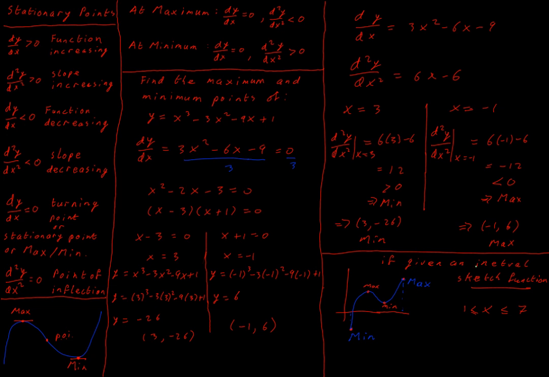If they give you an interval that you are doing your question over, then you need to sketch the function and make sure that the dy dx maximum and minimum are actually the biggest and smallest values that the function produces in that interval. So you just need to be careful of that as an aside in this type of question. Without an interval, this is exactly what you're always going to do.